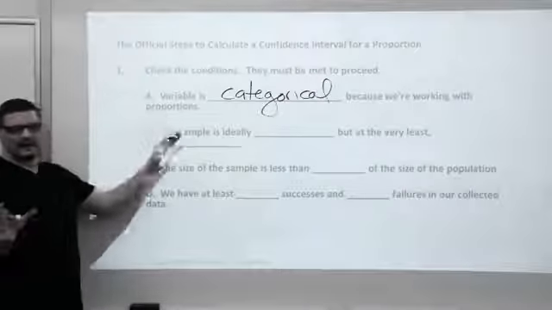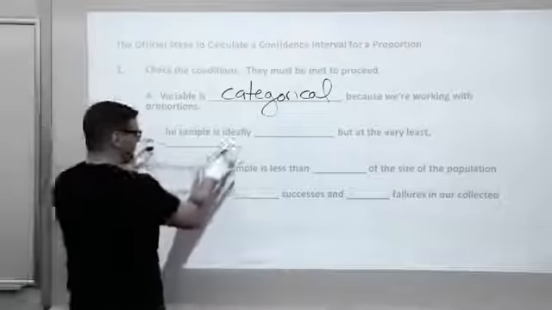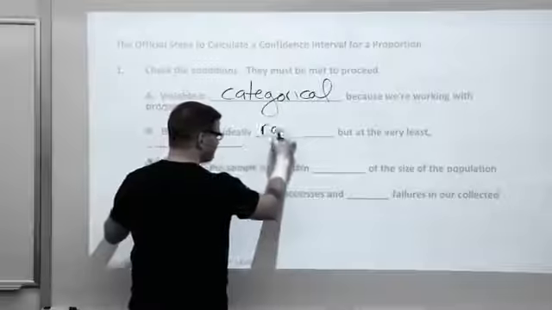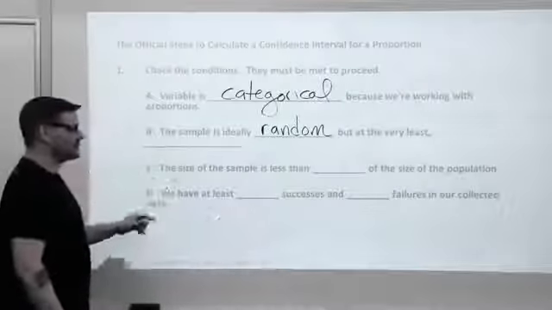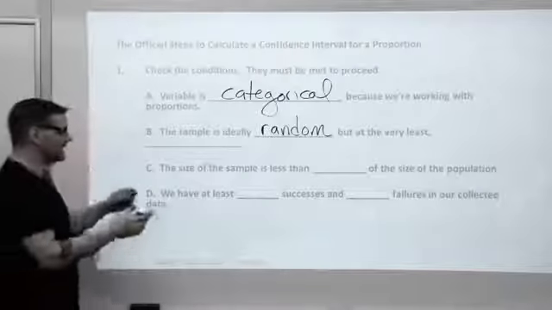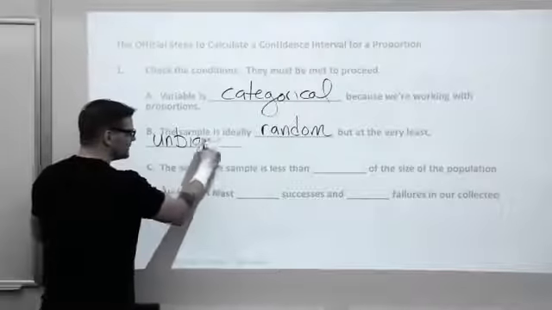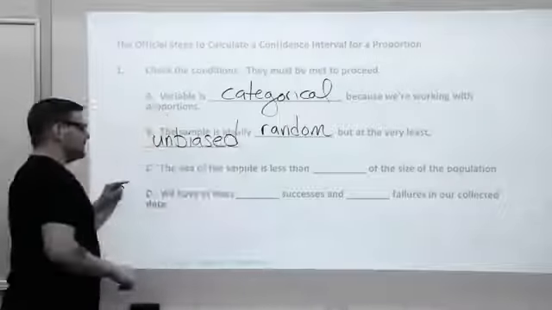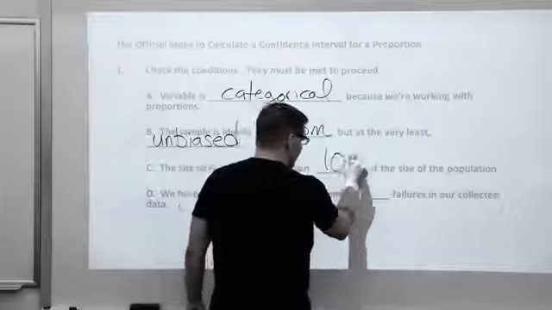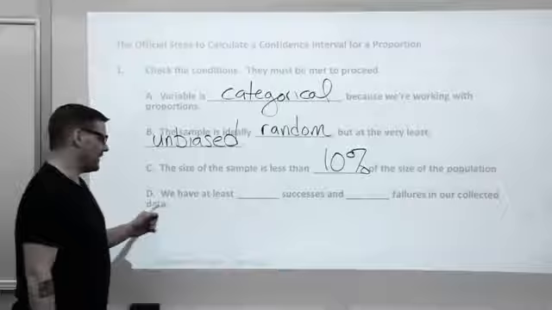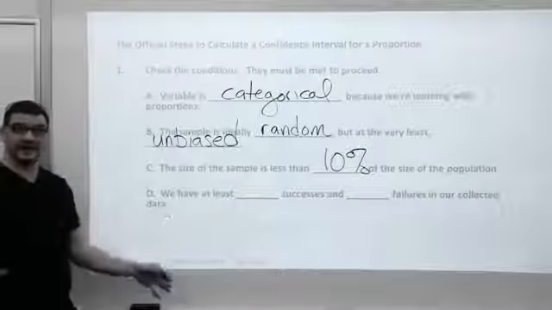Always, in the next three lessons, you've got to think of the variable that you're working with. It has to be categorical. Ideally, the sample is random, but true random samples are very hard to collect in practice, so at least unbiased, right? At least unbiased. Sample size needs to be less than 10% of the population size. And you know the numbers here, right? We have at least 10 successes and 10 failures in the collected data.